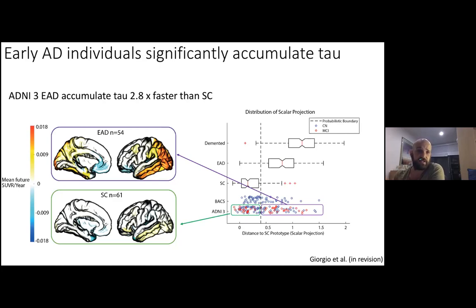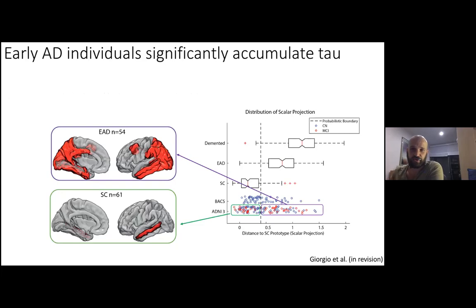And looking on average, these people were accumulating tau 2.8 times faster. So the next thing we could do is look within these ROIs and ask, are they significantly accumulating tau? We see within the temporal and parietal regions that the early Alzheimer's disease group are accumulating tau. So we wanted to test, can we do a continuous prediction within these regions of interest?